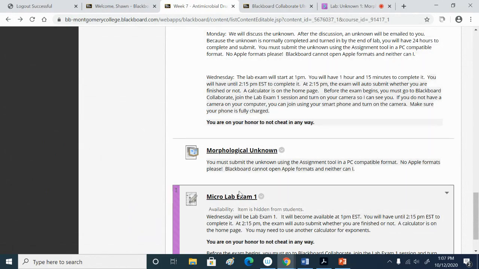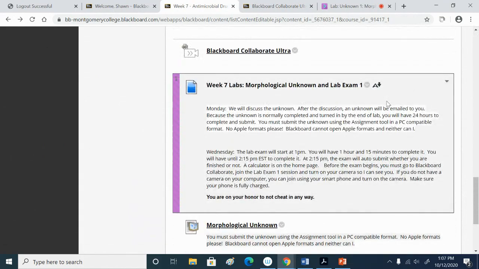Obviously, you can't see the lab exam yet because it's hidden from you. But on Wednesday, your lab exam will start at 1 p.m. You have an hour and 15 minutes to complete it, so you have until 2:15. At 2:15, the exam will auto-submit whether you finished or not. A calculator is on the home page, but it's not a scientific calculator, so if you need to do anything with logs or exponents, you can use your own calculator, but there's really nothing on here that requires a calculator, just your brain.